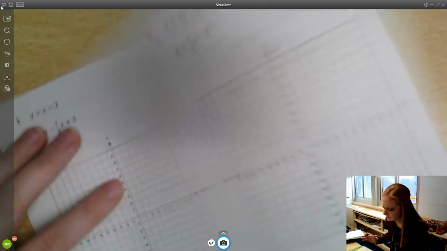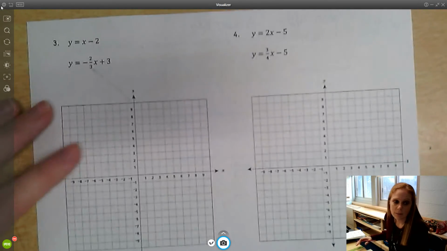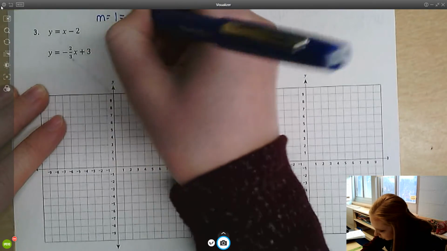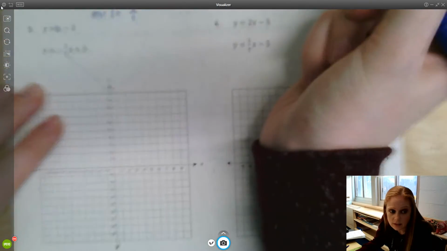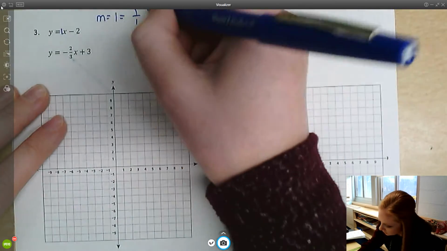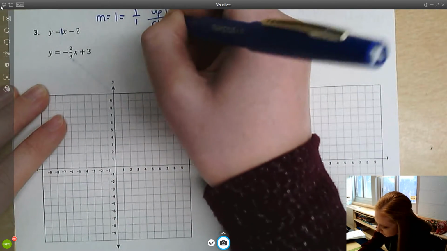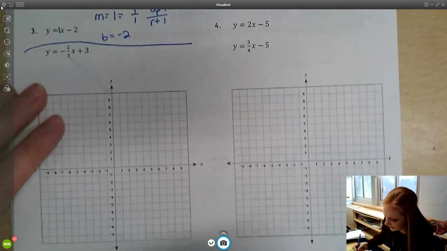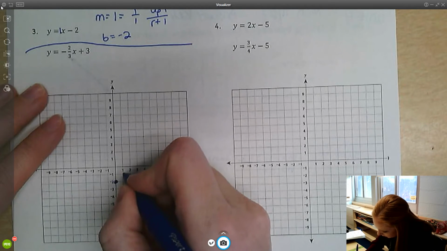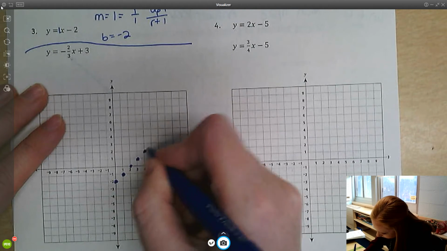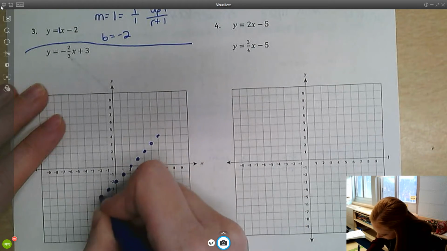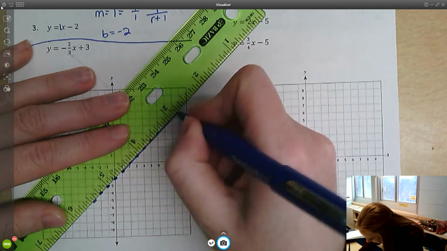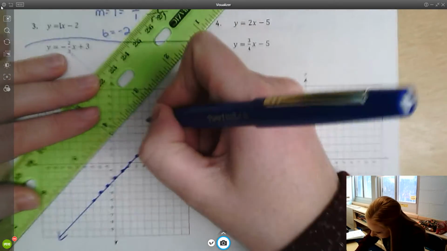Alrighty, let's move on. Y equals x minus 2. Okay, so my m is going to be 1. There's a 1 right in front of that x, even though you can't see it. So we're going to be going up 1, right 1. And my b is negative 2. So I'm going to begin at negative 2 on the y-axis and then move up 1, right 1, up 1, right 1. Down 1, left 1 to reverse it. Once you feel like you have enough, connect and extend and label.